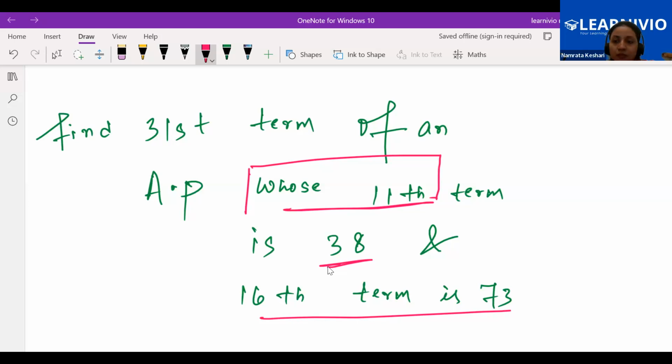Ma'am, do you have to make two different formulas? Two different equations, yes, by using the same nth term formula.